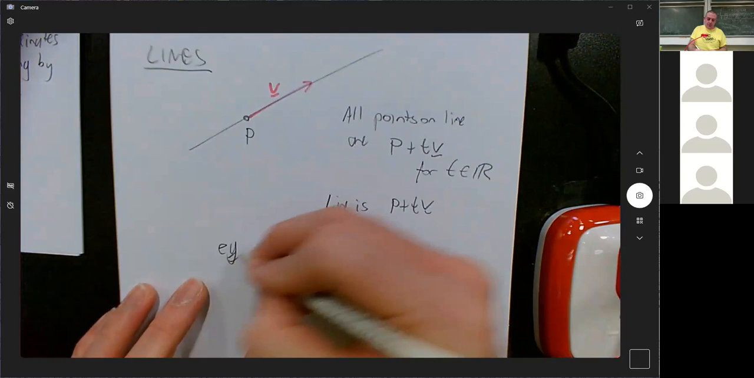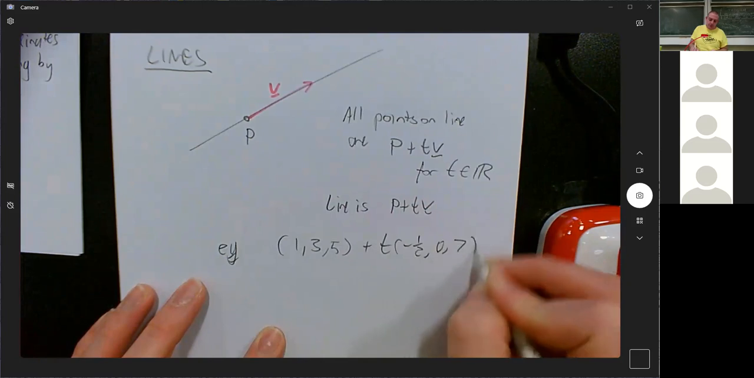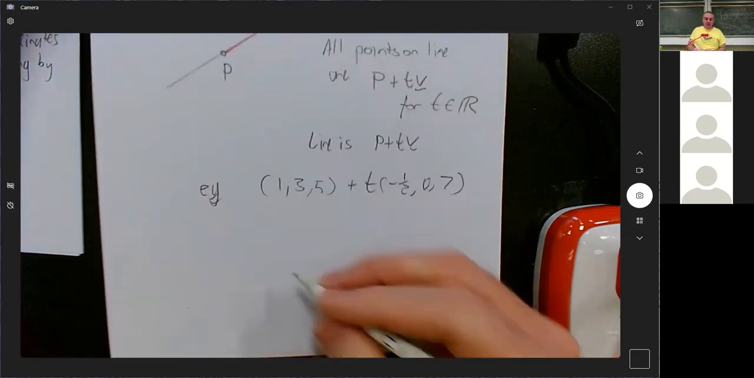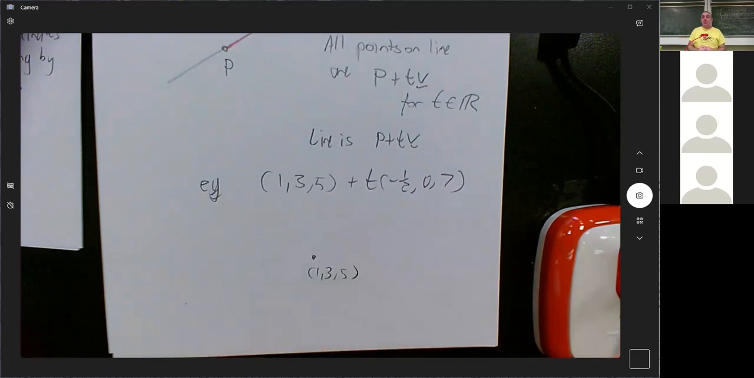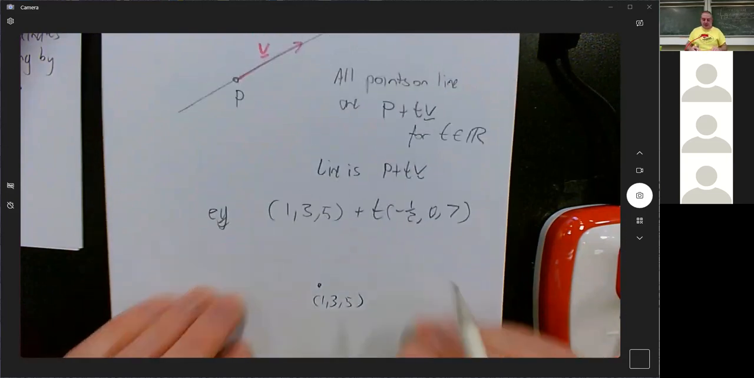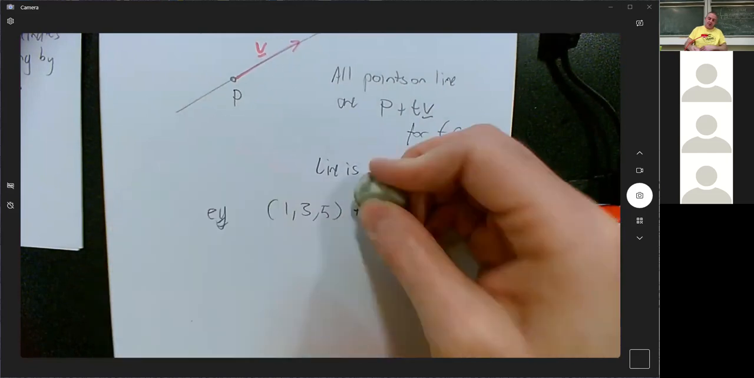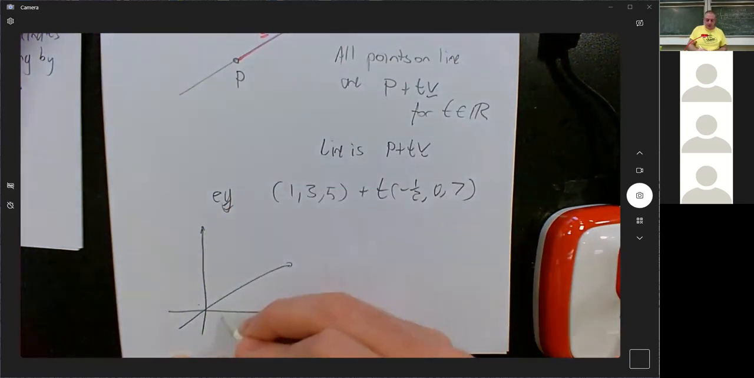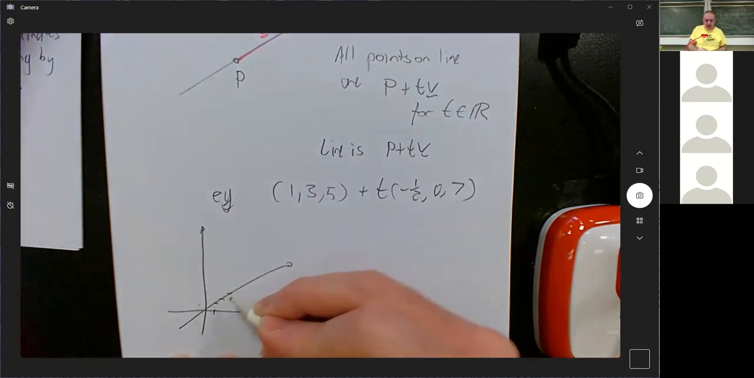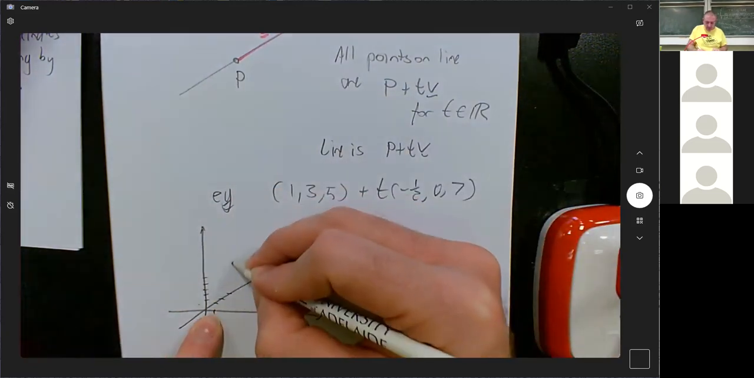So for example, that's a perfectly good line. It passes through the point 1, 3, 5. Wherever that is in space, this is going to be a really bad picture. If I want to be really precise about it, I would draw an x-axis and a y-axis and a z-axis. You never have to try and draw an accurate picture of this. But here is my attempt at an accurate picture. 1 in the x direction, 3 in the y direction, and 5 in the z direction. So it's about there.